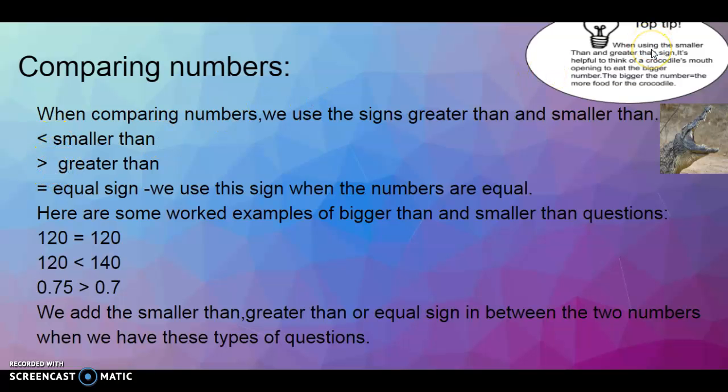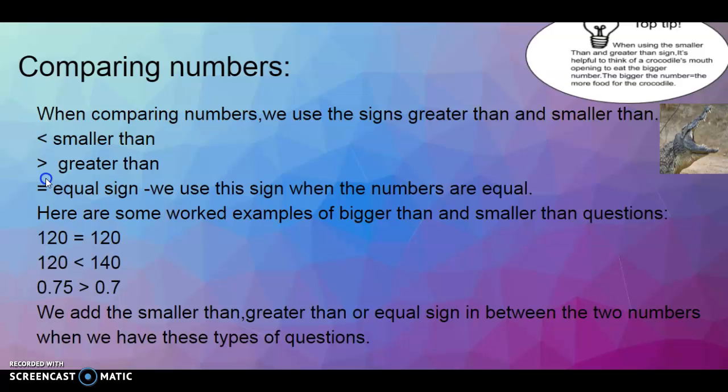When using the smaller than and greater than sign, it is helpful to think of a crocodile's mouth opening to eat the bigger number. The bigger the number, the more food for the crocodile. So see, greater than sign, crocodile mouth is opening to eat the big number. Pretty much easier to remember.